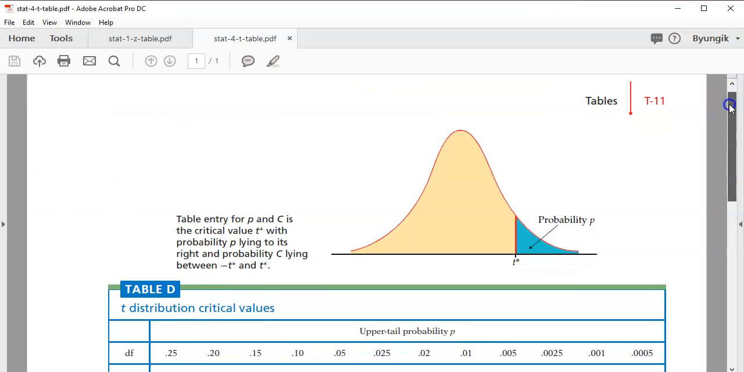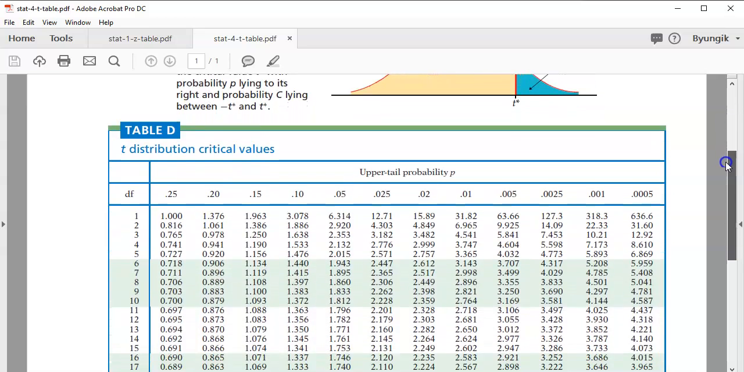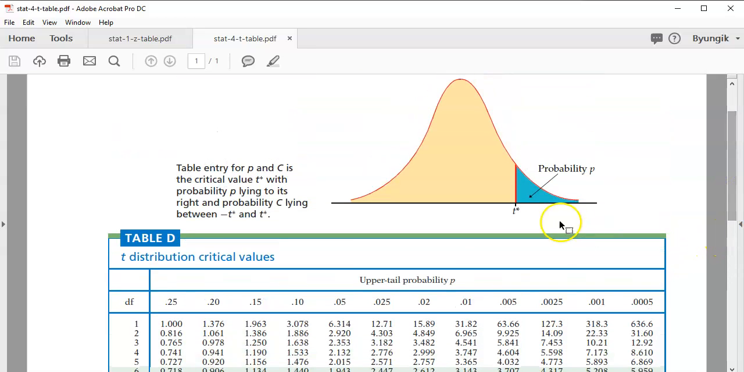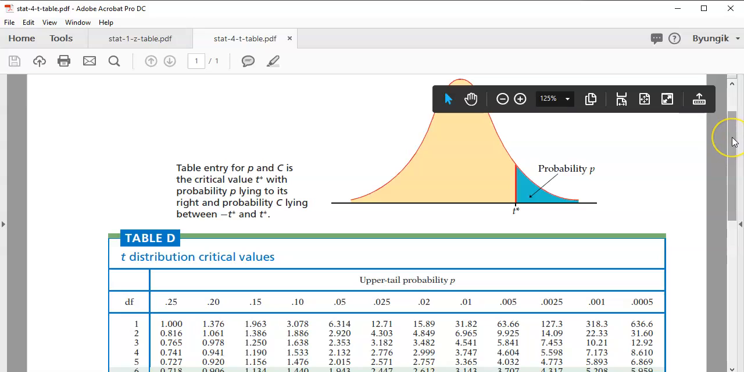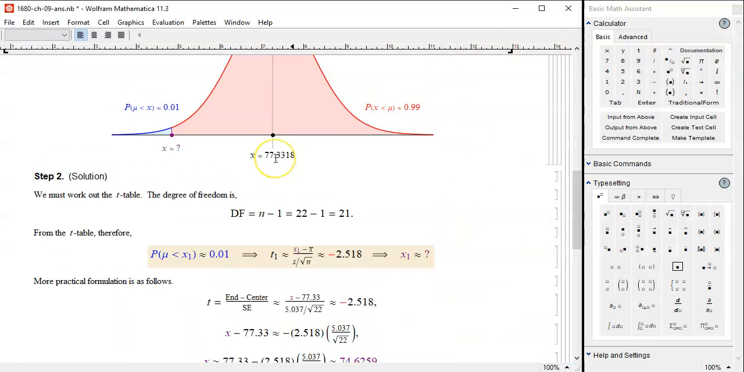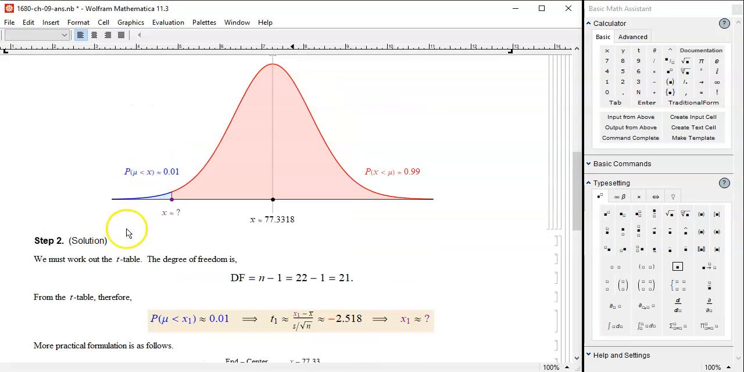Here's a t-table, and let's go to the degree of freedom of 21. Okay, we have it here, and then we have to go to 1%, the tail part, and here we go, 2.518. So that's your t-score. But there's a bit of a wrinkle here. In this t-table, shading is to the right. And from our problem, shading is to our left.